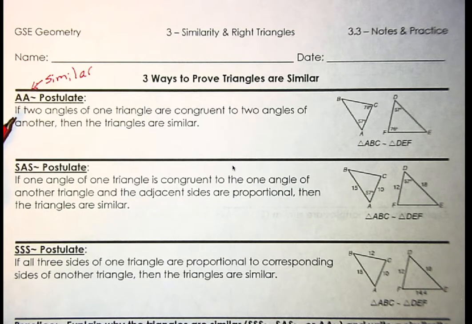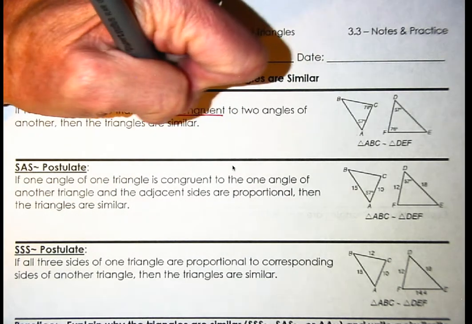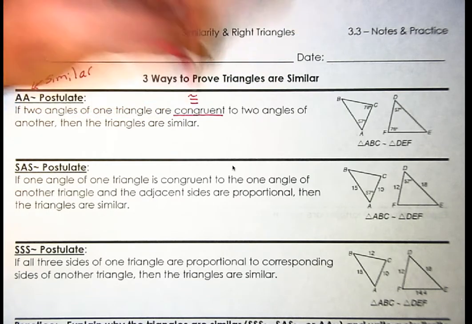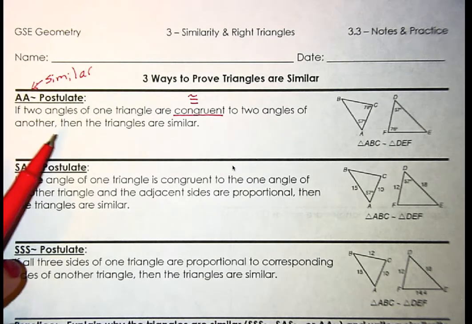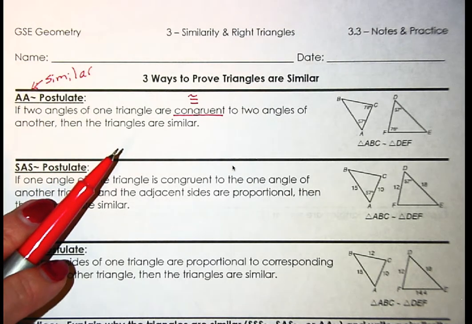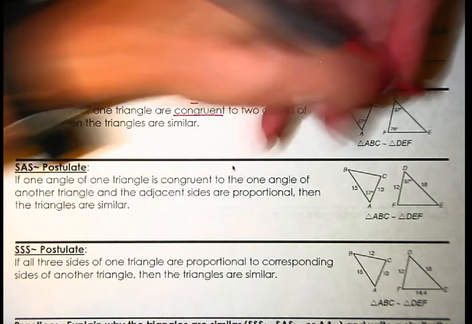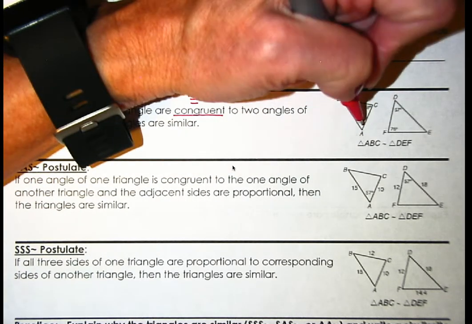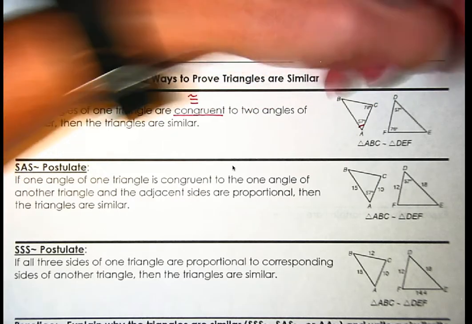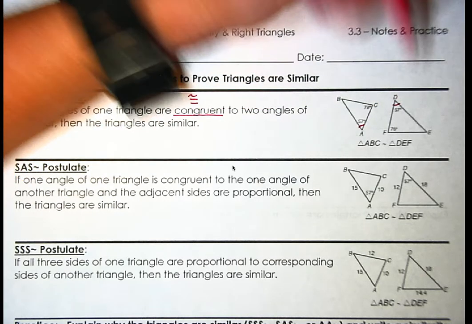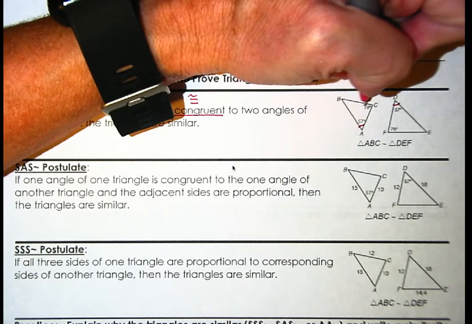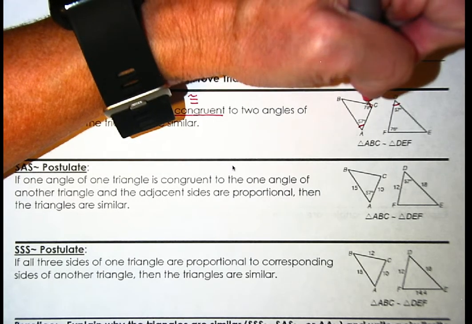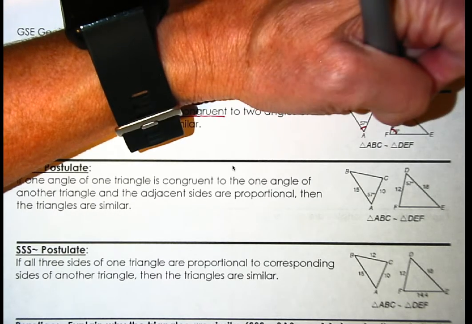And the postulate says that if 2 angles of one triangle are congruent to two angles of another triangle, then the 2 triangles are similar. Okay, so if I look at my diagram over here, I have an angle here of 57, and I have an angle over here that's also 57. So that's one pair of congruent angles. And then I have another angle here of 78, and I have another one here of 78.